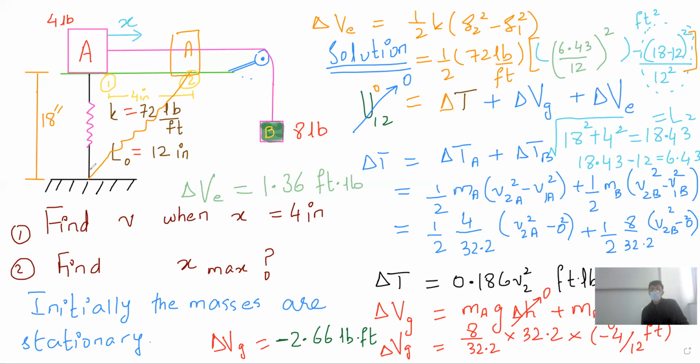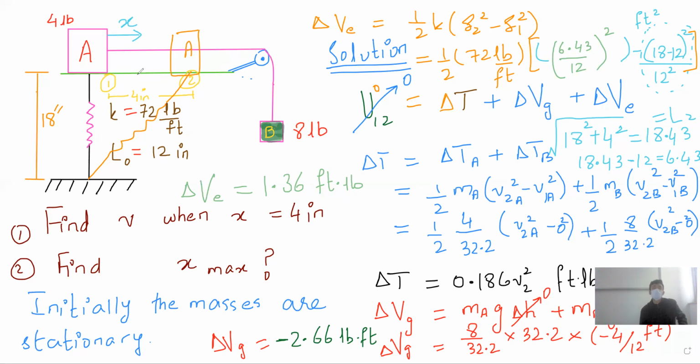When it has already elongated, it will itself have a potential energy, which is 1 over 2 K delta 1 square. So don't get confused that this L naught is this orange line. This L naught is the unstretched length. So 18 inches minus 12 inches gives you how much it is stretched initially.